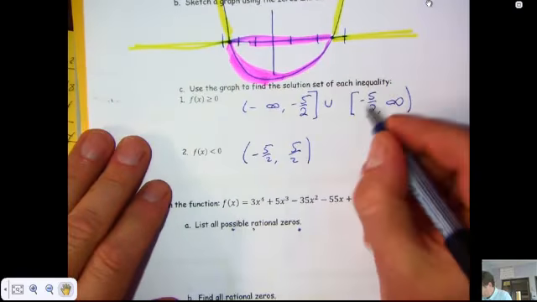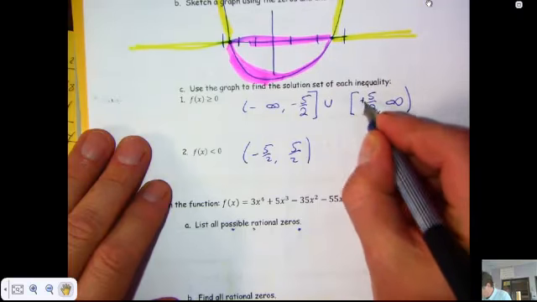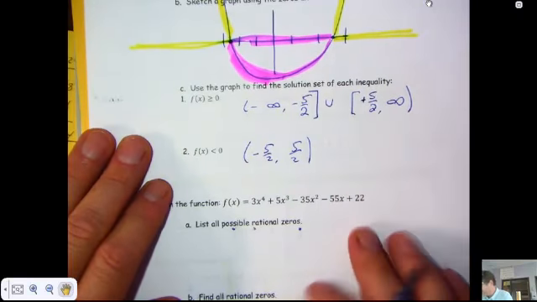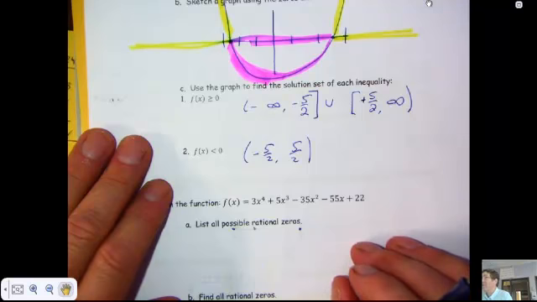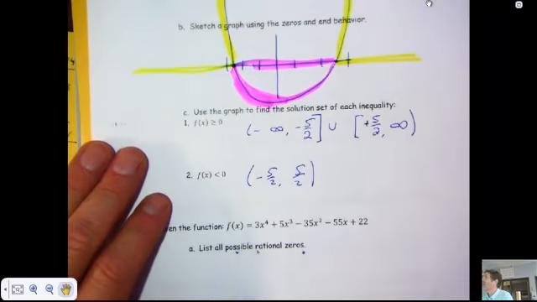Yeah. Oh, this would be positive, yes, thank you. Ooh, don't make that mistake. Yeah, so it's positive 5 halves. Otherwise it would have been all real numbers, which would have been bad. Yeah, thank you.